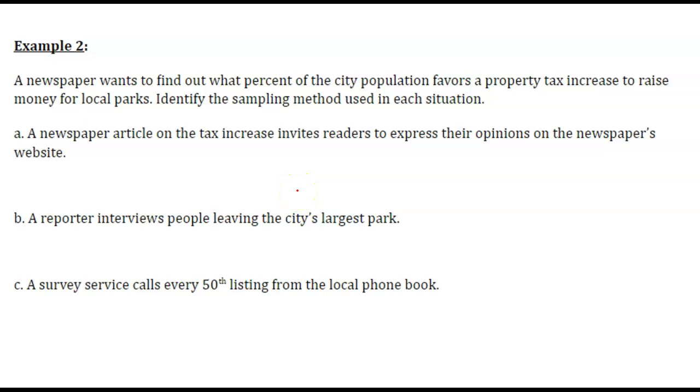So a newspaper wants to find out what percent of the city population favors property tax to raise money for local parks. And we're supposed to identify the sampling method in each situation. Remember, we have 4 sampling methods to choose from. A: a newspaper article on the tax increase invites readers to express their opinion on the newspaper's website. So if you want, you can go to the website and comment. The fact that they invite readers means this is a self-selected sample.